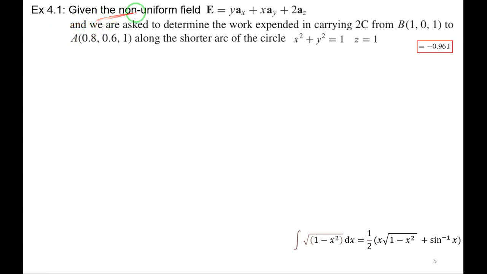Given the static uniform or non-uniform field, but here they have given a non-uniform field, no problem. So E vector is equal to y ax plus x ay plus 2 az, and it is asked to determine the work expended in carrying the 2 coulomb charge from B (1,0,1) to A (0.8,0.6,1) along the shorter arc of the circle. Yes, I have point B here and I have point A here. This is the initial position and this is the final position, and the field is somewhere there, right? These 2 points are in the field.